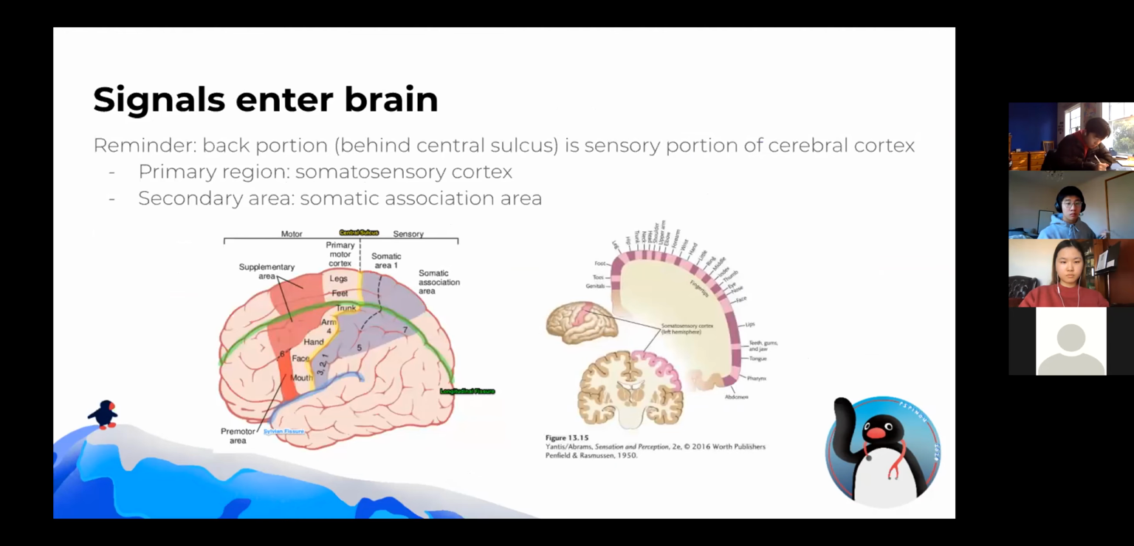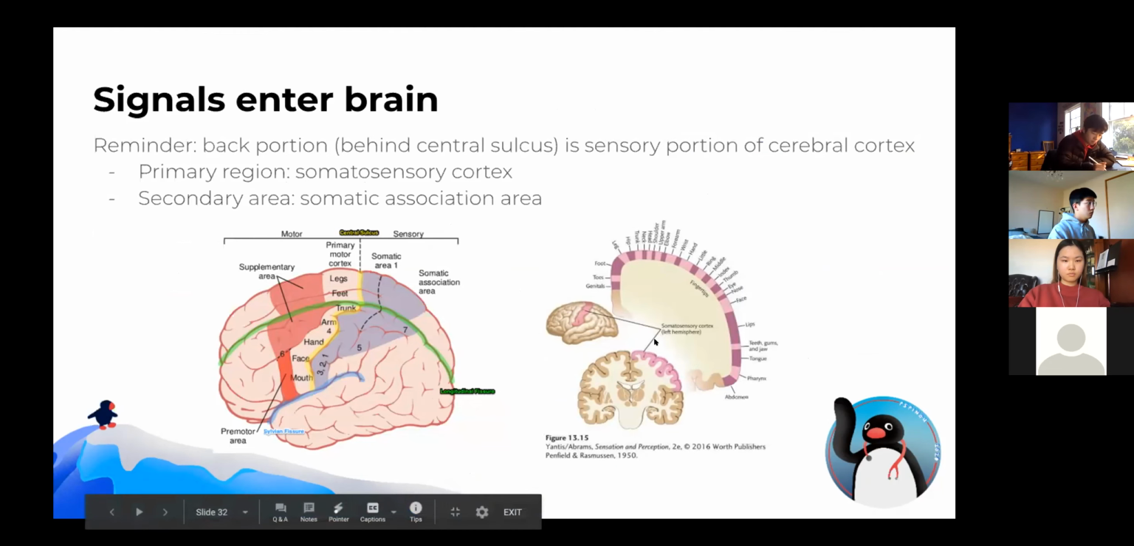Oh, one more slide, right? So when your signals enter your brain, they enter the back portion of your brain. You don't really need to know your brain anatomy yet. You just need to know that there's a sensory portion of your cerebral cortex. Your primary region is your somatosensory cortex, and your secondary area is the somatic association area.